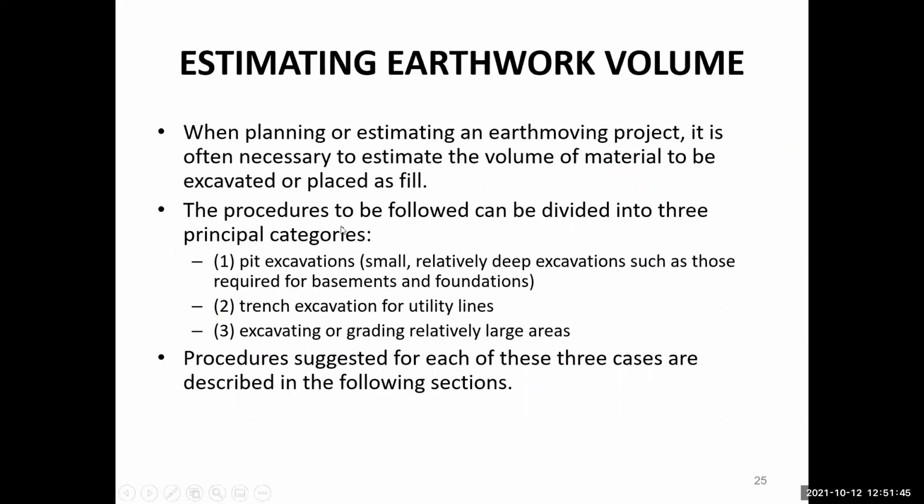Okay, the next topic is estimating the earthwork volume. So when planning or estimating an earth moving project, it is often necessary to estimate the volume of the material to be excavated or placed as a fill. So this is a very, very important step.